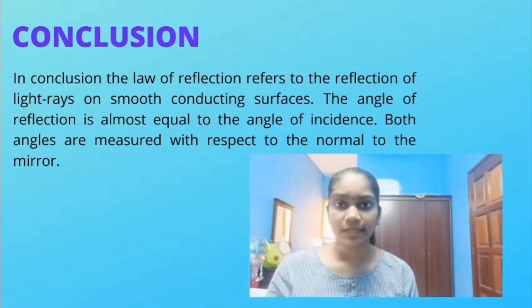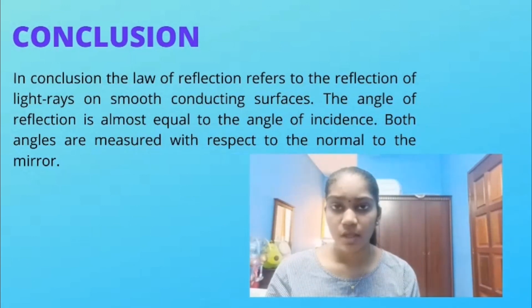Conclusion. In conclusion, the law of reflection refers to the reflection of light on a smooth conducting surface. The angle of reflection is almost equal to the angle of incidence. Both angles are measured with respect to the normal to the mirror.